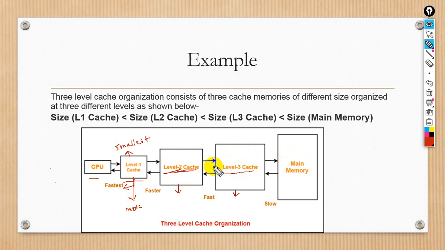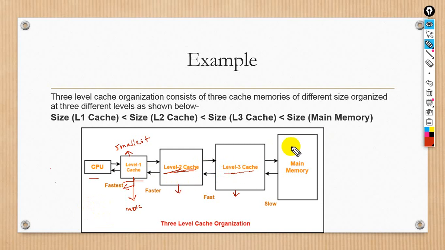Why are we using multiple cache memories at different levels? What is the purpose of using all these three levels of cache memories? The main purpose is the speed. For example, if the speed of the CPU is more compared to the level 3 cache, then we use level 2 and level 1 cache memory. So these level 1, level 2, and level 3 cache memories will match the speed of the CPU. Because of that we are using this.